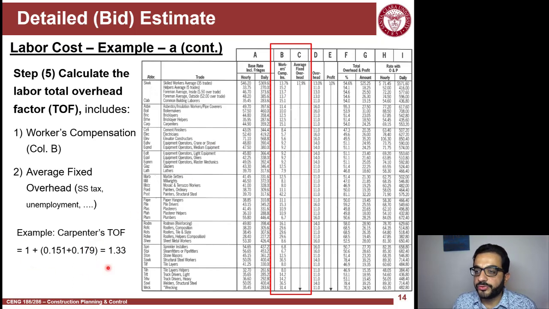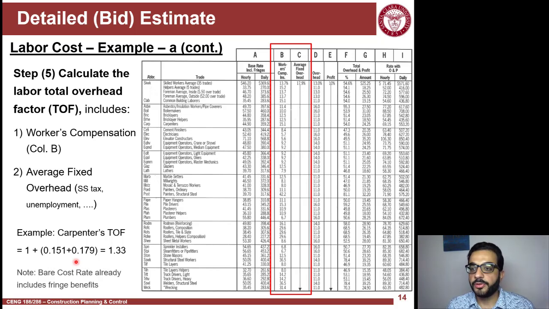So for example, carpenters, where are carpenters? This one. So you have 15.1 worker comp. So it's 0.151 plus 17.9%, which is 0.179. Add these to 1, so you're actually adjusting your base rate by a 1.33 factor, or you're increasing your base rate by 33%. This is the real cost here. The company doesn't feel only the cost of the base hourly cost of the laborers, but also whatever overhead and taxes and worker comp they need to pay.